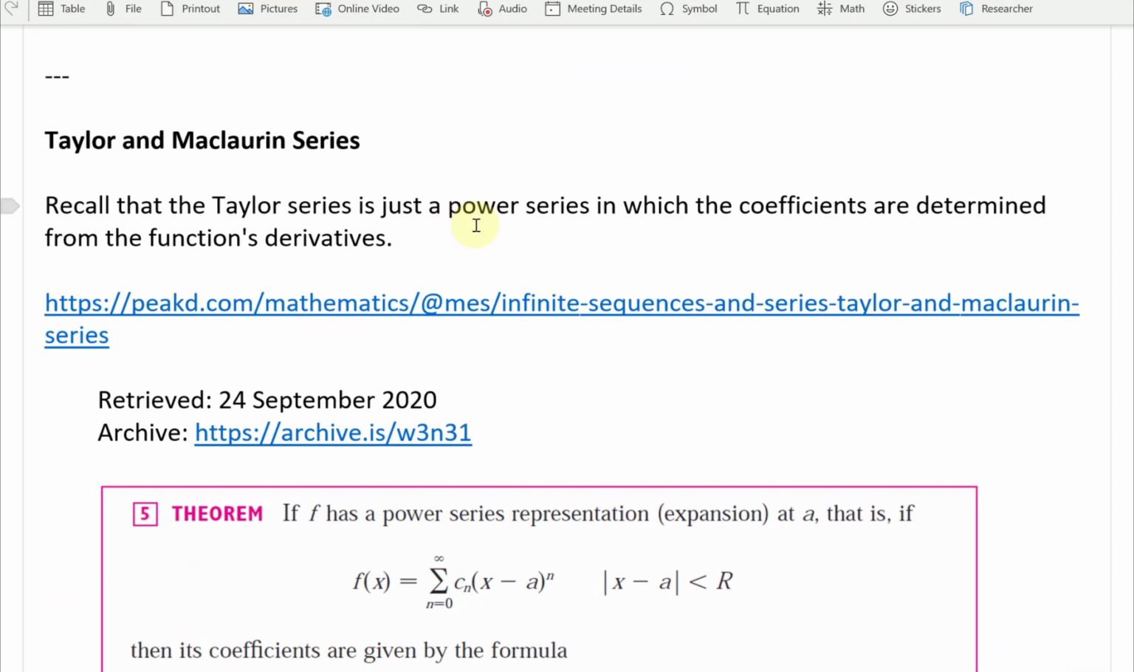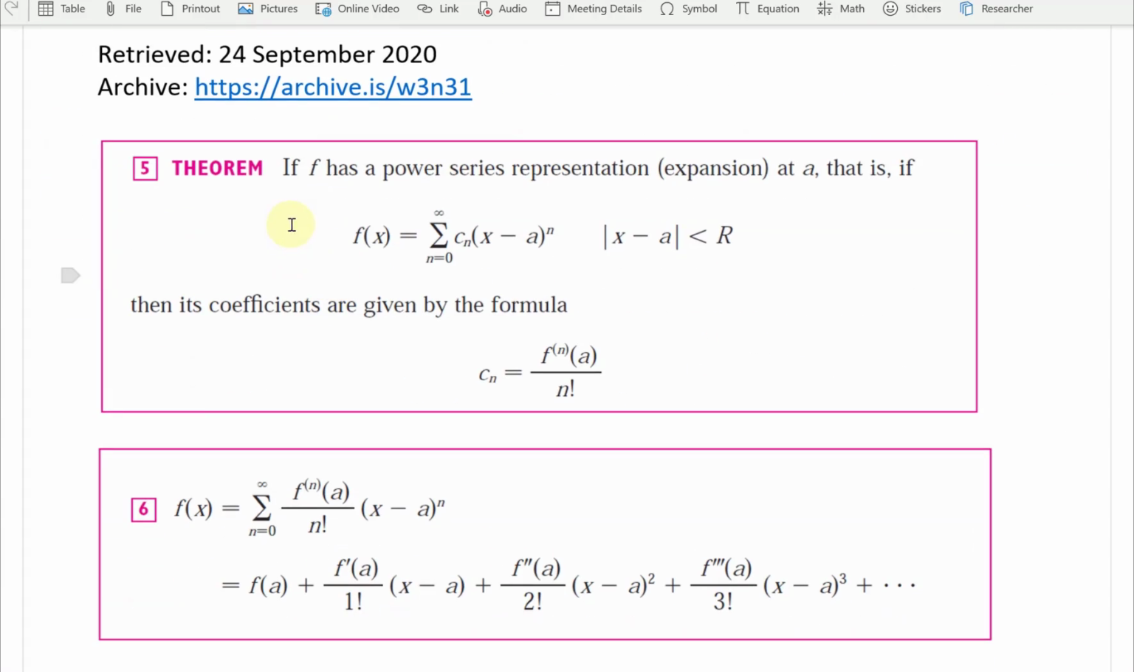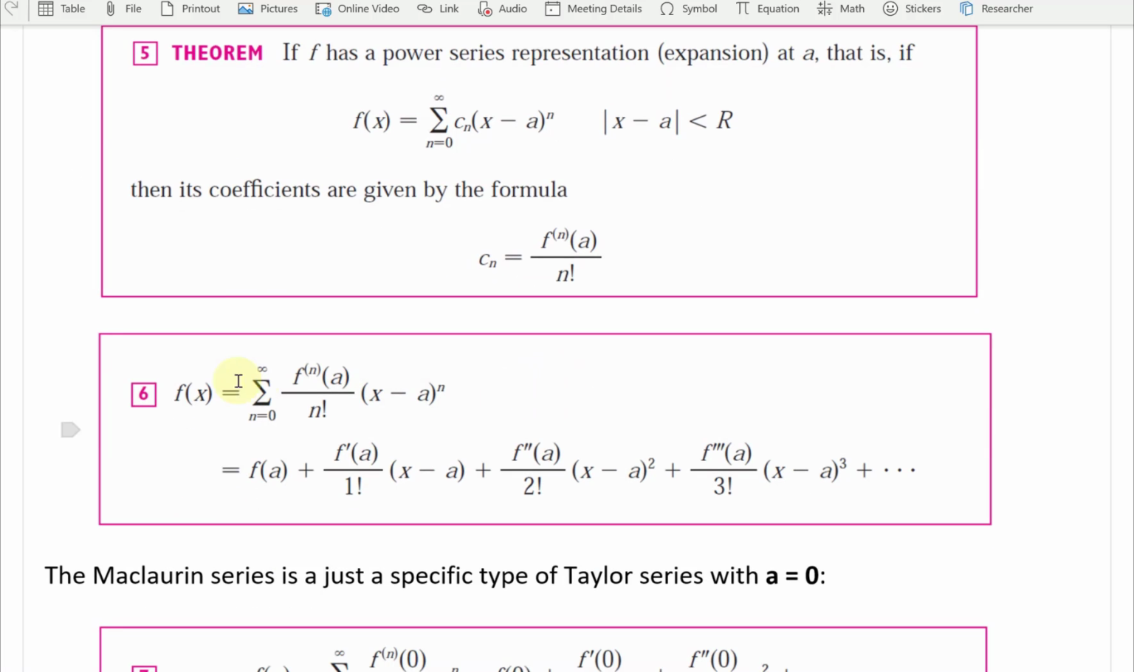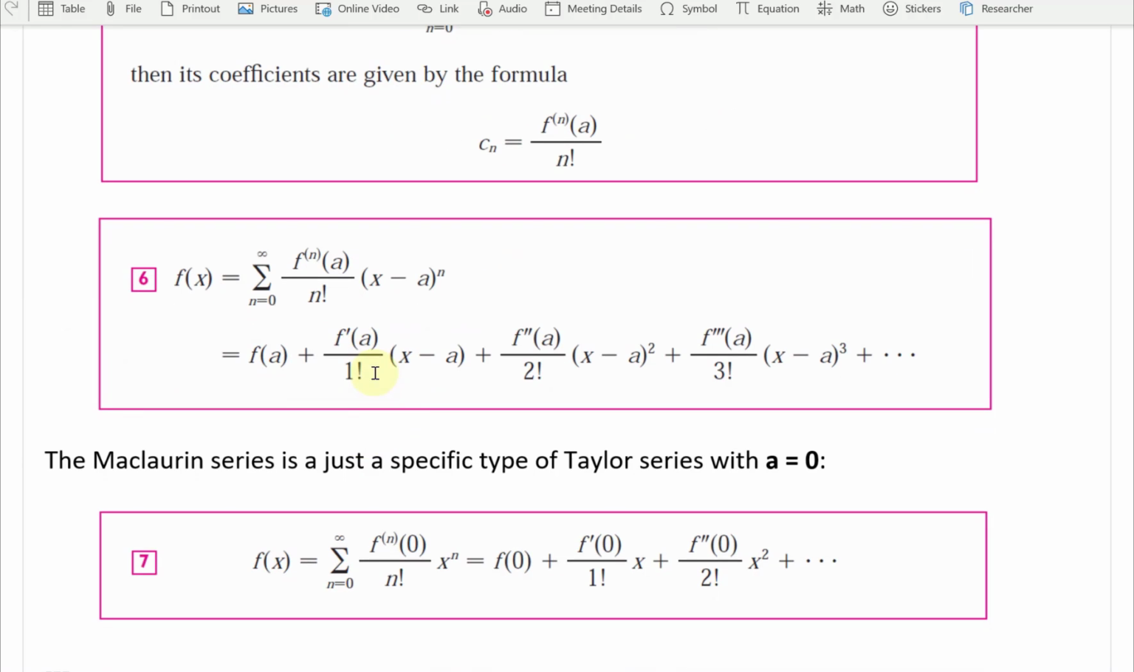Recall that a Taylor series is just a power series in which the coefficients are determined from the function's derivatives. And here's the theorem: if f has a power series representation or expansion at a, so that's if you have a function equal to the power series, then its coefficients are given by this formula. So this is the coefficient c sub n equals the nth derivative at a divided by n factorial, and you could expand it out. Like this is just a Taylor series, so each one's a derivative at a, the second derivative, third derivative, etc.